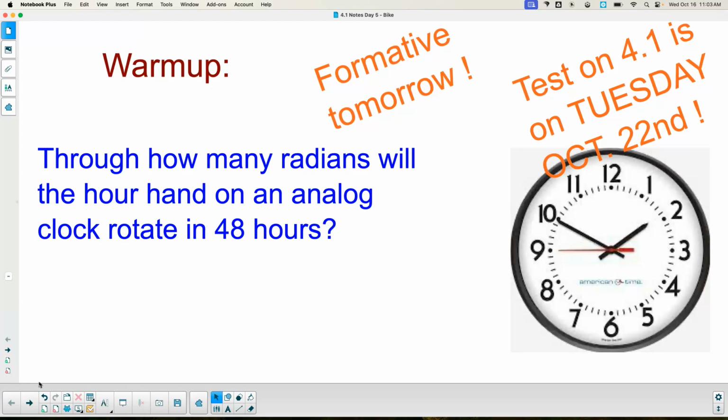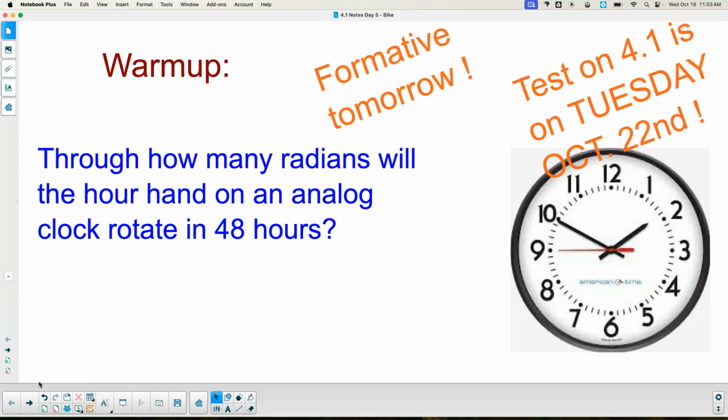Alright, so today we've got a warm-up, and then I think it's 3 examples-ish, and then it might be 4. Not good with numbers. But a couple of things. First off, tomorrow you have a formative. Okay? And then your test is next week, Tuesday. Okay? So just know both of those.